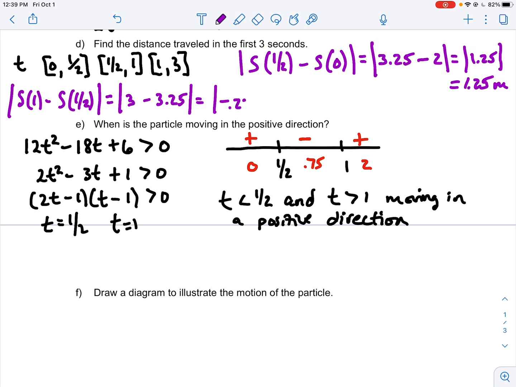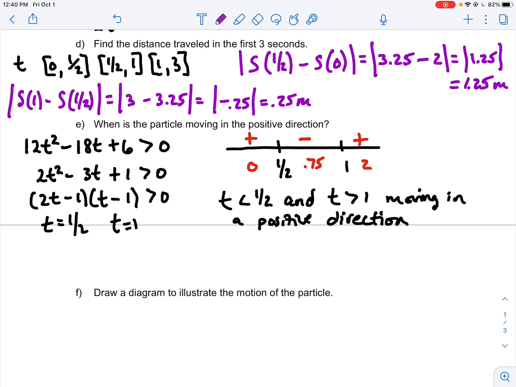So that gives us a negative 0.25. So the absolute value of negative 0.25 is 0.25. So this is 0.25 meters. Now, what should be important for you to note here is notice how this number in here is negative. So that means instead of going forward in the positive direction, we went backwards in the negative direction of 0.25 meters. Okay?